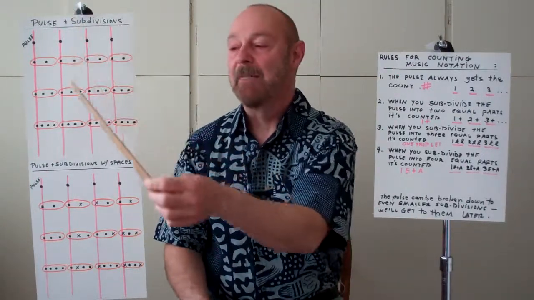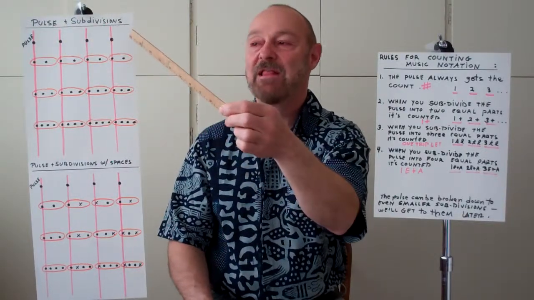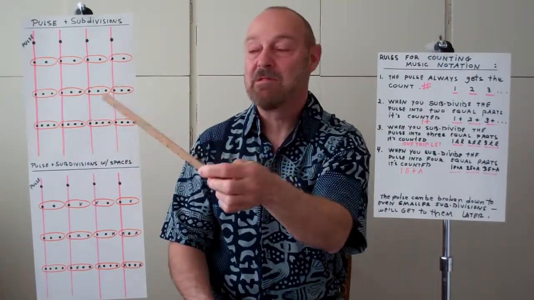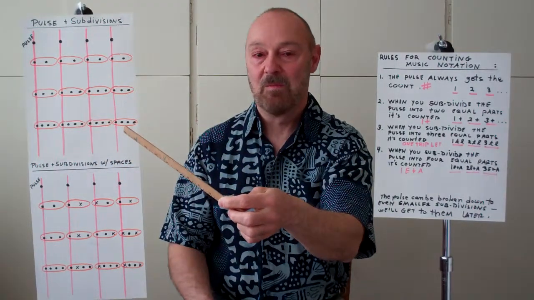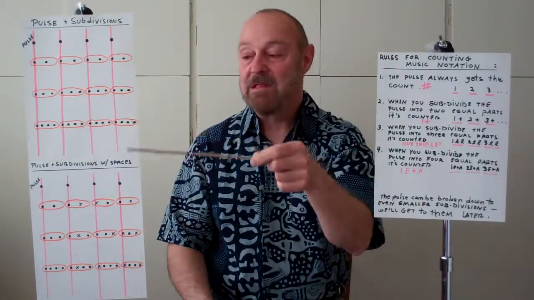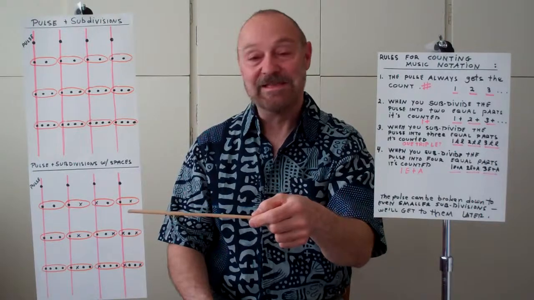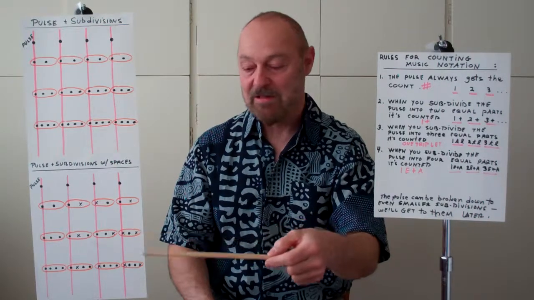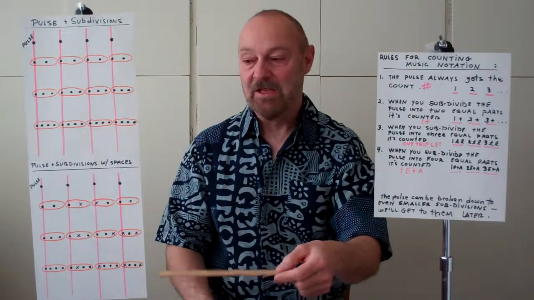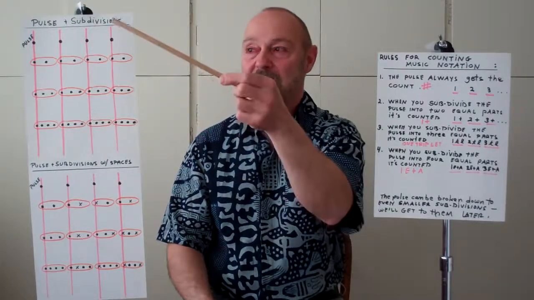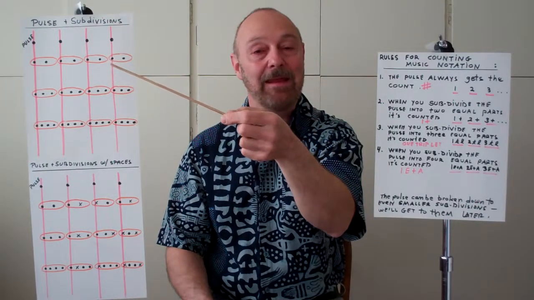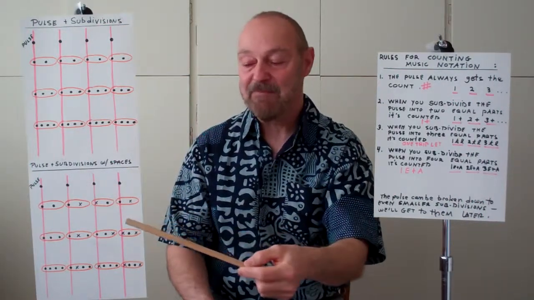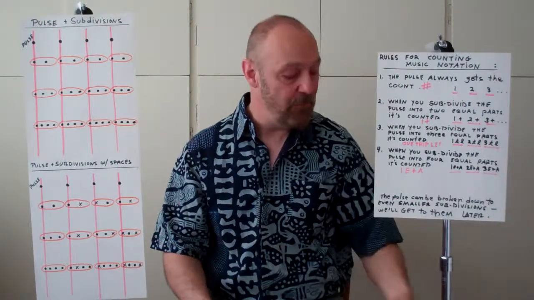So on this page on top, we have the pulse on the top line, the second line subdividing it into 2 parts, the third line 3 parts, the fourth line 4 parts. On the second page, we have the same. The top line is the pulse, the second line is subdividing it into 2 parts, the third line 3 parts, and the fourth line 4 parts. The difference between the two pages is that on the first page, when we're subdividing, we're playing every one of the subdivisions, and on the second page, we're leaving some spaces, but we still need to count them. So here we go.